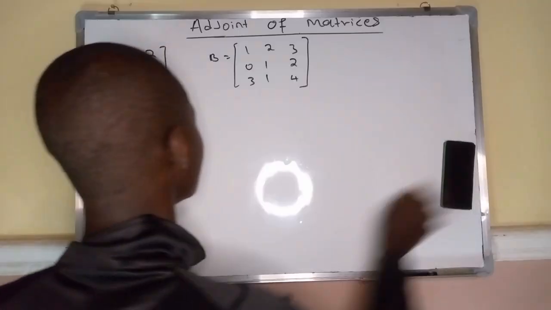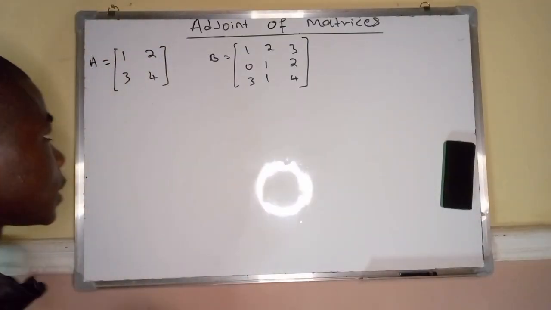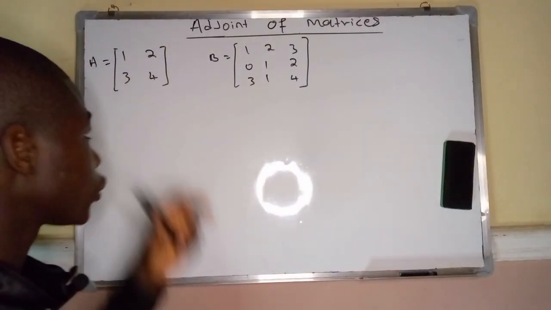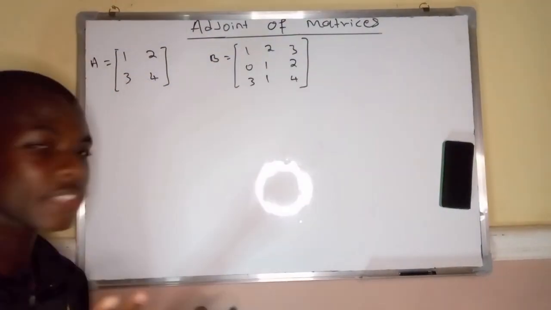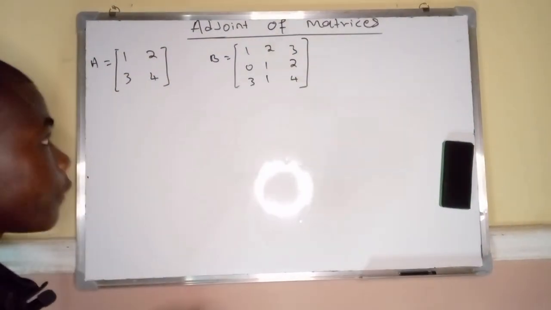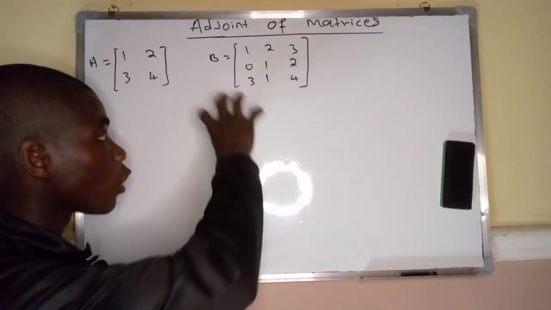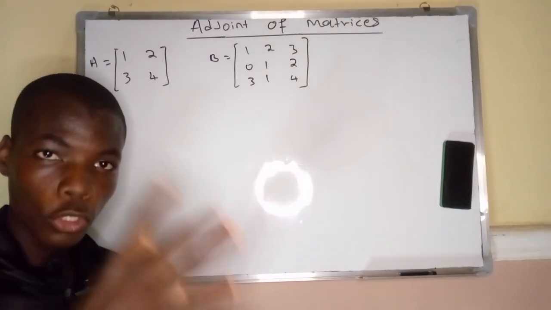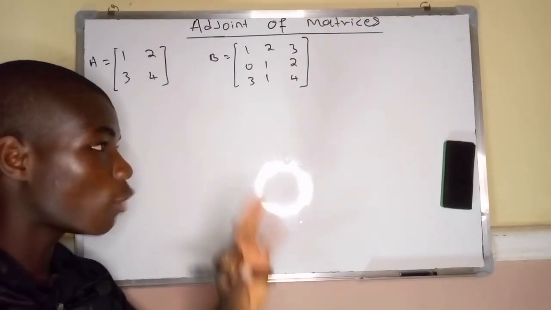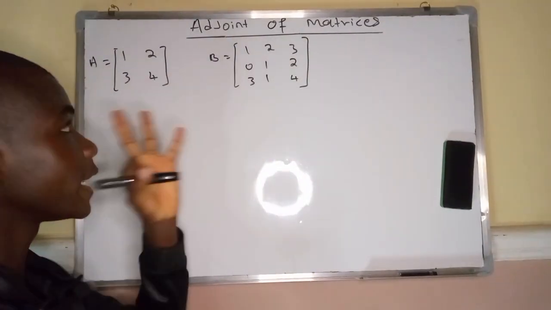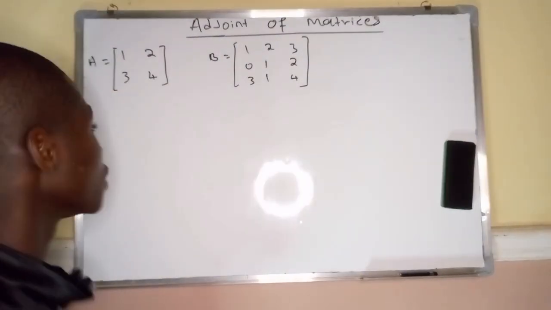So let's see the 3 by 3 matrix. How can I find the adjoint of a 3 by 3 matrix? I have to find the minor of each element, then find the cofactor of the matrix, and then transpose the matrix. You have to know these 3 steps of finding the adjoint of a matrix.